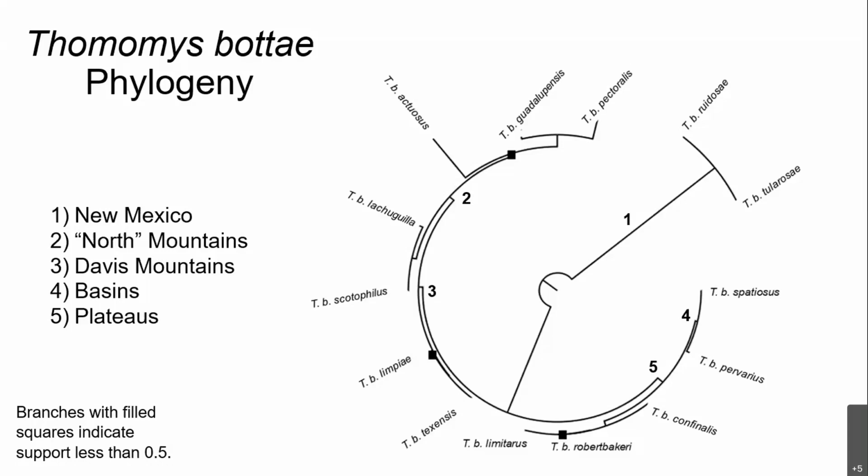The Davis Mountains group, that's TB lymphae and TB texensis. Then you have the basins, TB spatiosus and TB pervarius. And then you have the plateaus, those in the far east, Limitaris, Confinalis, and Robert Baker. As you can see on this phylogeny, the branch lengths aren't very long, so there's not a lot of divergence between these groups, and it's a pretty resolved tree. The branches with the squares indicate anything with a support value of less than 0.5.